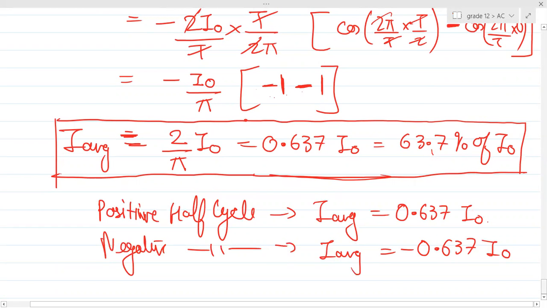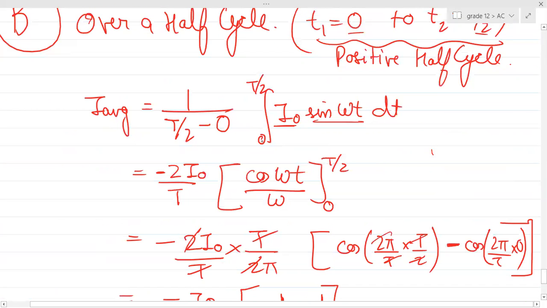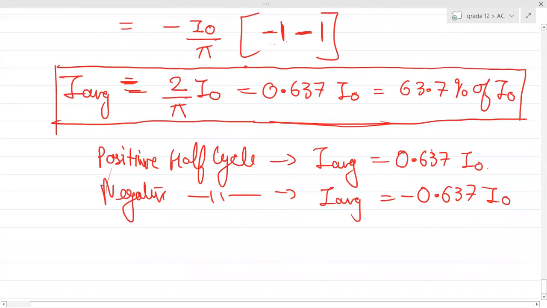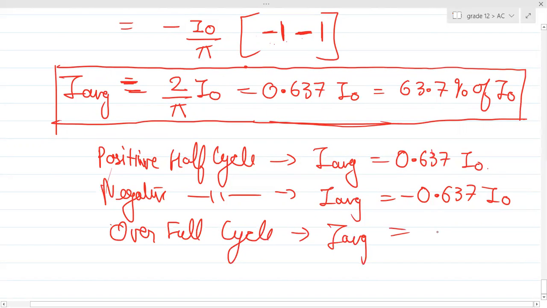What will be the only difference? The difference will be the limits, right? Here you will write T by 2 and here you will write capital T. So from T by 2 to capital T, that is the negative half cycle. Can you see, over positive is this much, over negative is this much, equal and opposite, it cancels, so over a full cycle the average current is 0. Is this clear?